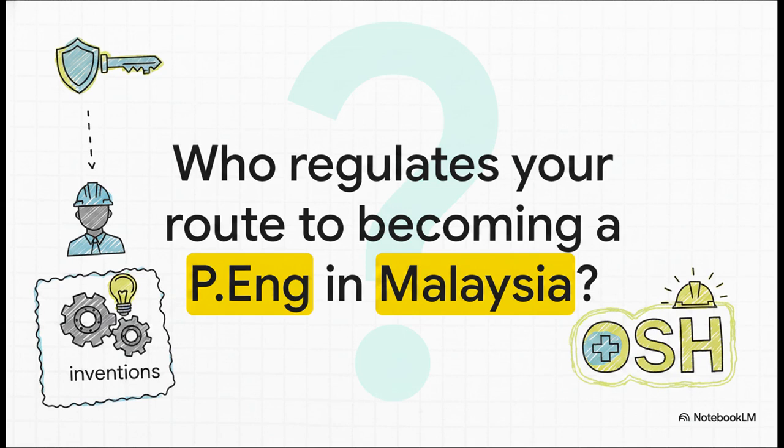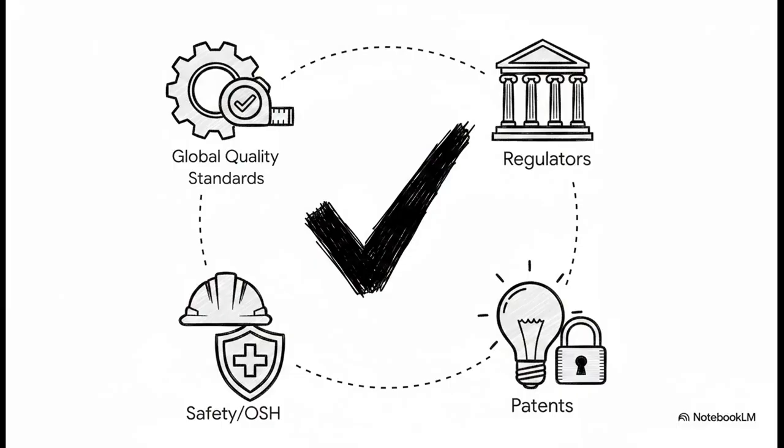All right, let's render our final interactive quiz for this explainer. Think back over Module 3. First, who holds the keys to your professional registration in Malaysia? Next, what legally protects your engineering inventions? And lastly, what does OSH stand for? Let's see how you did.